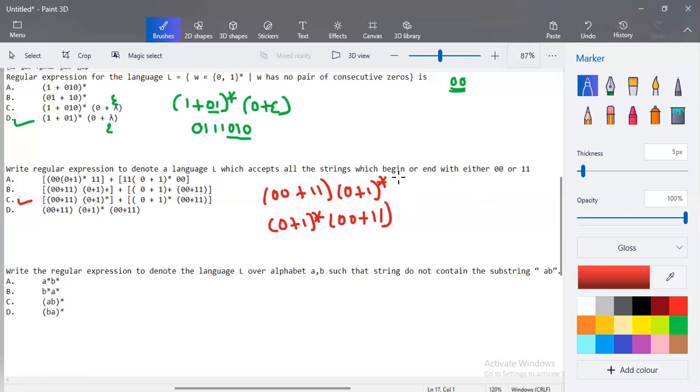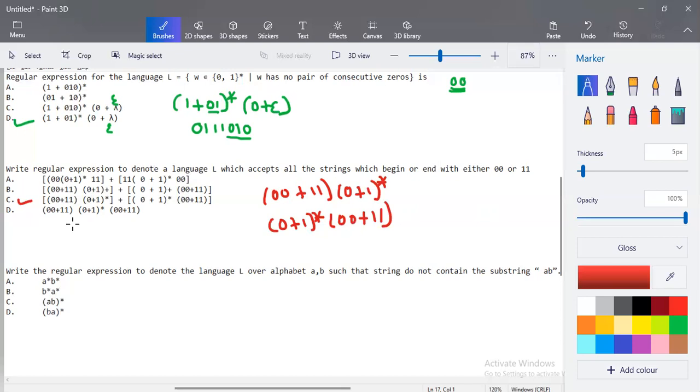It accepts all strings that either begin or end with 00. So even 00 is accepted, 11 is accepted, all possible combinations. When the input has 00 at the start, it will be accepted, or if it has 00 at the end, it will be accepted. 11 at the start will be accepted, and 00 or 11 at the end will be accepted.